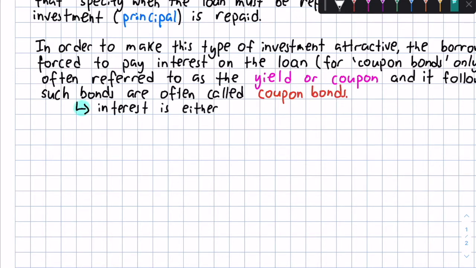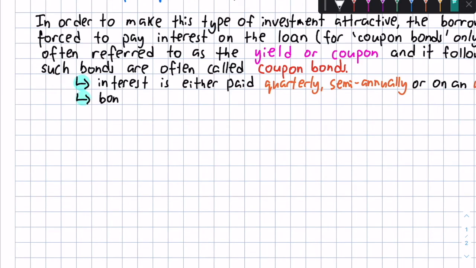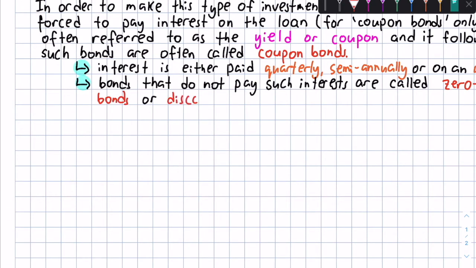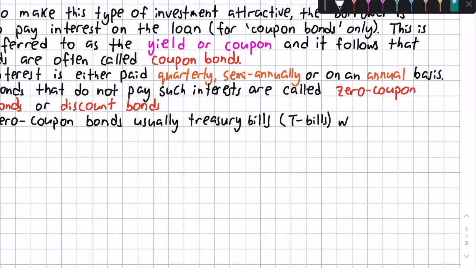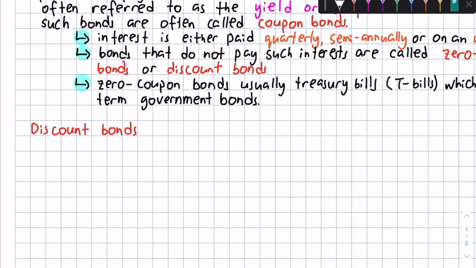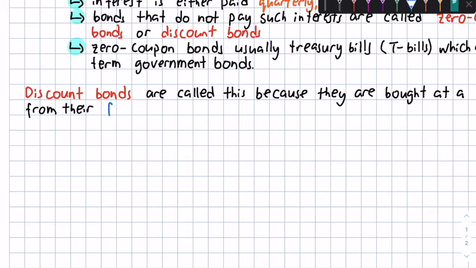So this interest can be paid either quarterly, so once every 3 months, semi-annually or every 6 months, or once per year. Bonds that don't pay interest are called zero coupon bonds or discount bonds. Zero coupon bonds are usually treasury bills, or T-bills, which are short-term government bonds, and these are the discount bonds as well. Discount bonds are called this because they are bought at a discount from their face value, and this gives them their value rather than the coupon payments.